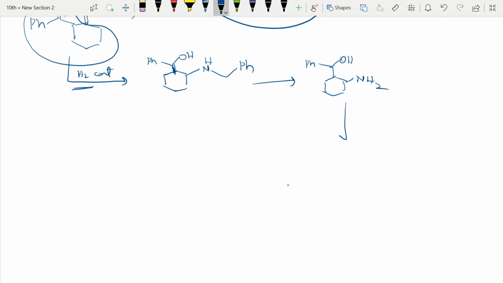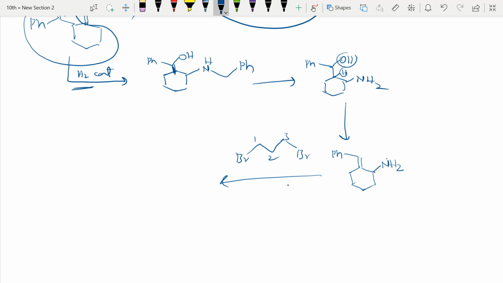Further, I can do dehydration. Dehydration means I will remove water. This H and this OH minus will be removed and I will get this product. Double bond here and other things as it is, and here NH2, right? To this I will add this thing. See here, 1, 2, 3, three carbons, with bromine. That is 1,3-dibromopropane, which I will add.